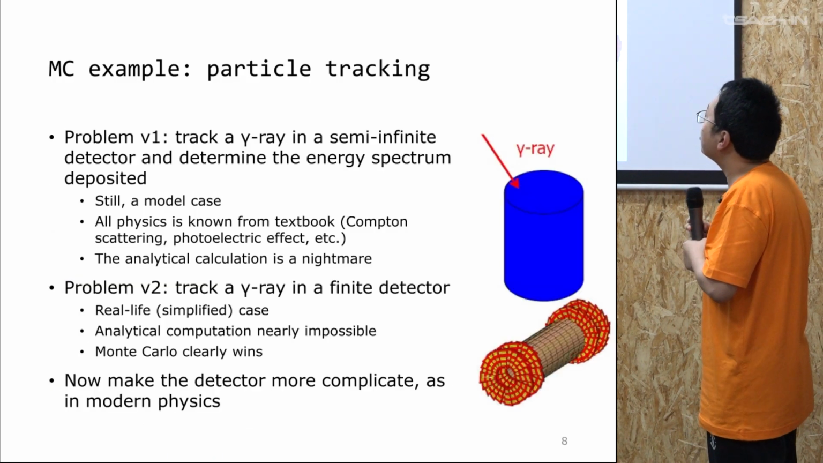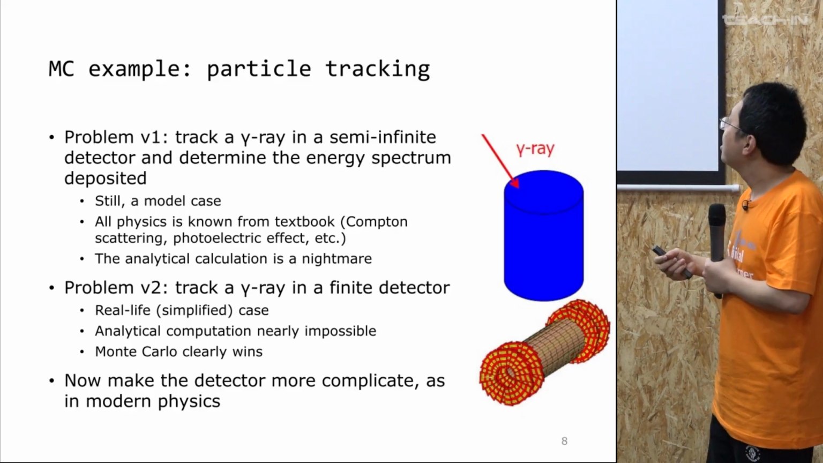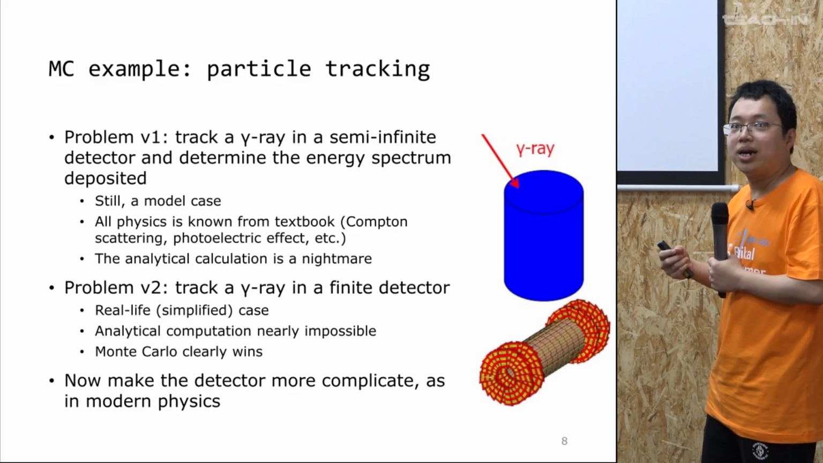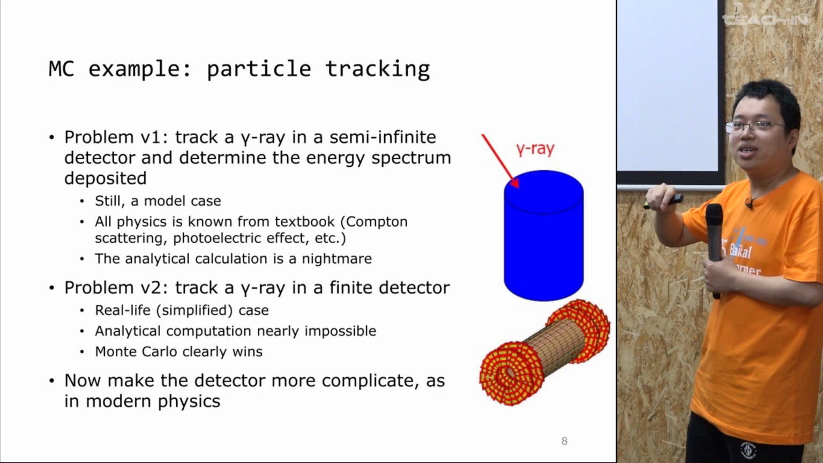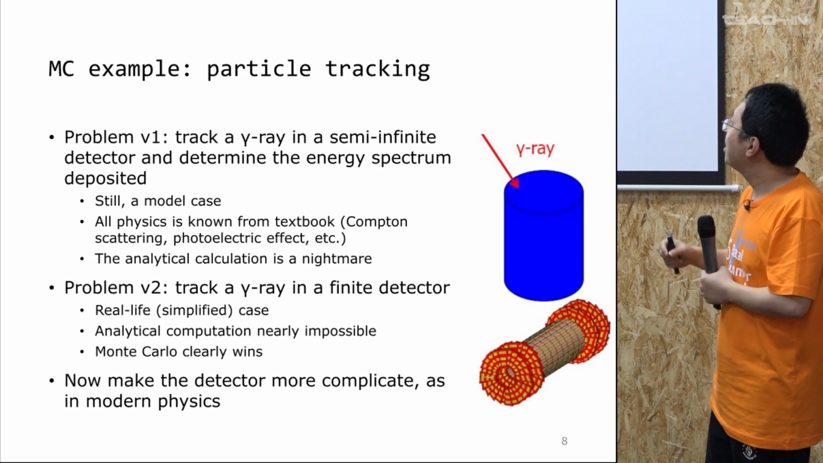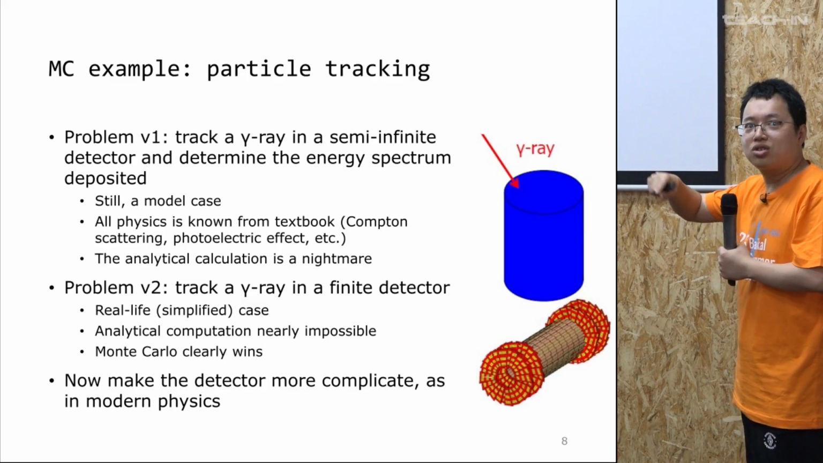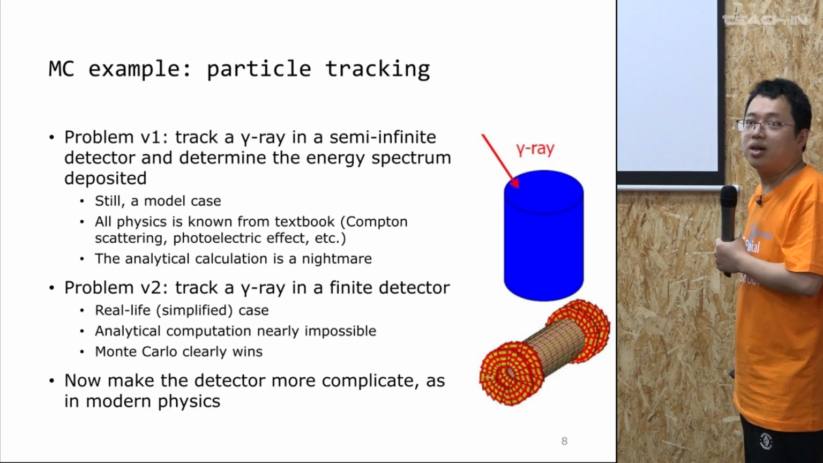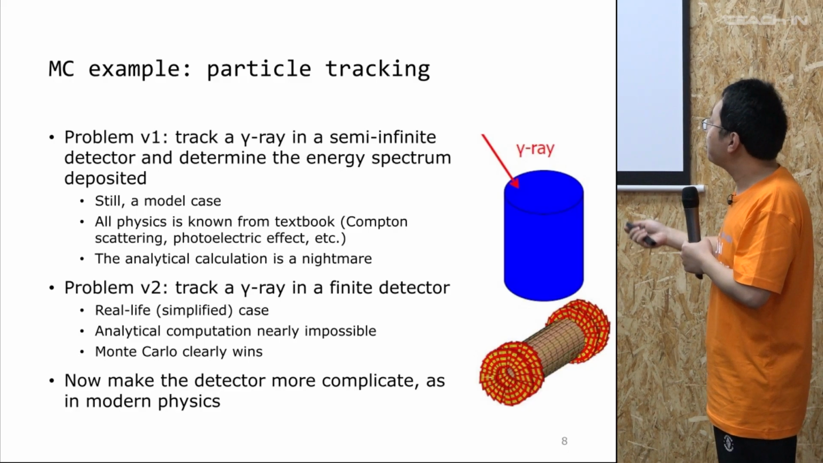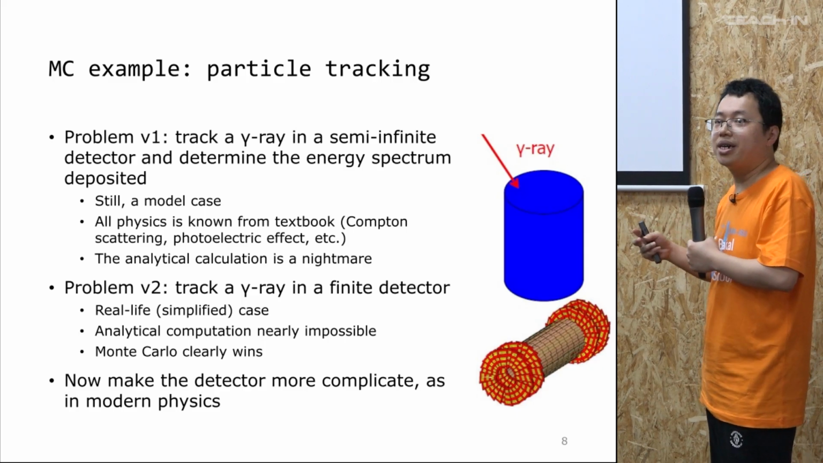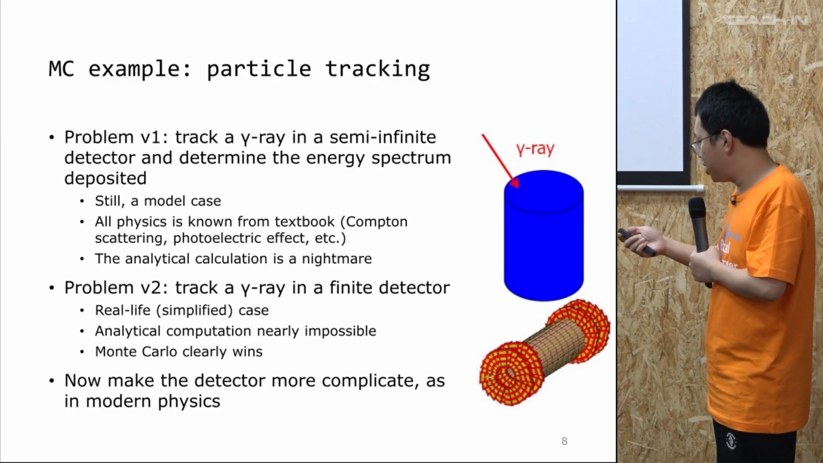For particle tracking, the physics theory is actually quite clear. But the problem is that if you want to track a particle in a real detector, it is very difficult to use an analytical formula to describe the whole response. That's why we use the Monte Carlo technique. Especially when the detector becomes very, very complicated, the Monte Carlo technique becomes more and more important.